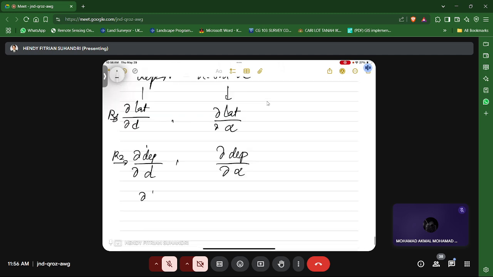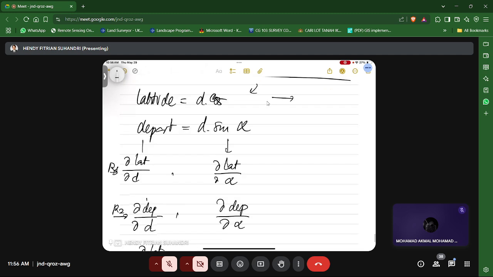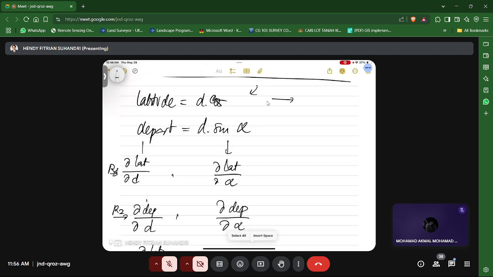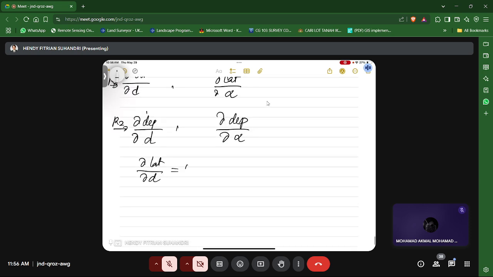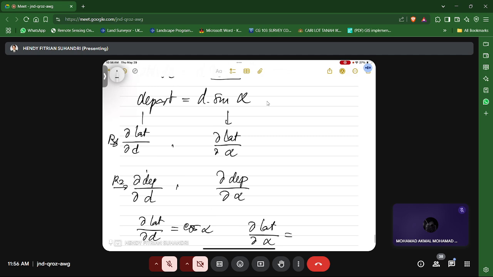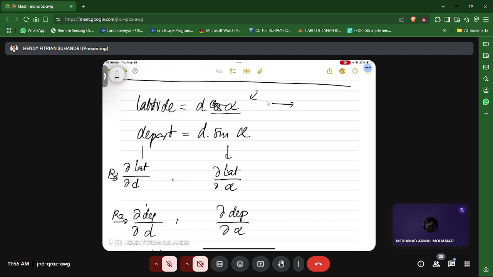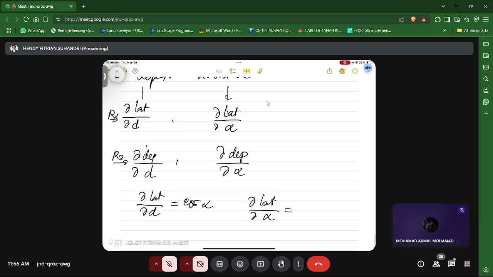D, dou latitude, dou D. Jadi apa? Jadi ini ditreat sebagai koefisien. Ini kuasa 1 D, kuasa 1 menjadi cosine alpha. Dou latitude diturunkan terhadap dou alpha. Ini trigonometrik, turunan trigonometrik daripada cosine apa? Negatif sine. So D ini adalah sebagai koefisien, so menjadi negatif D times sine alpha.